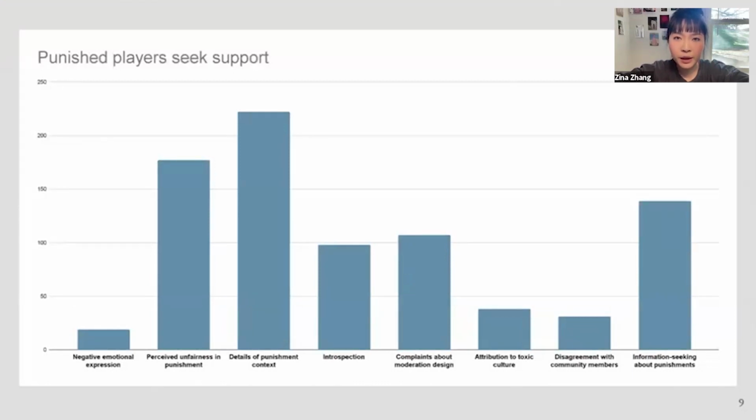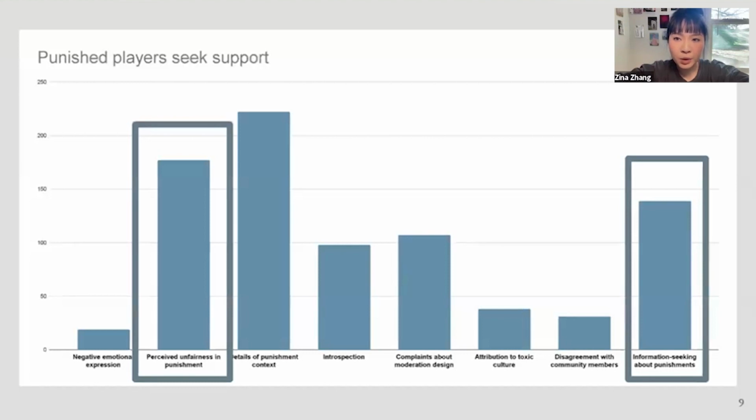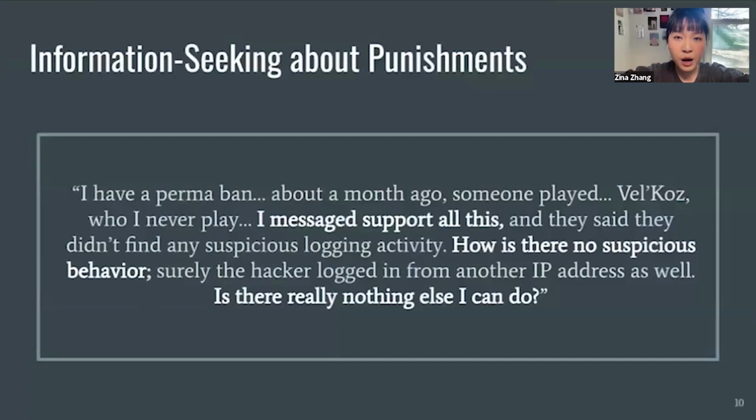punishment. In the interest of time, I'm going to show 2 examples for how punished players seek information and how they perceive unfairness in the punishment. For more details, please refer to our paper. For how punished players seek information, this quote is from a punished player whose account got permanently banned because someone else logged into their account and did some suspicious activity.